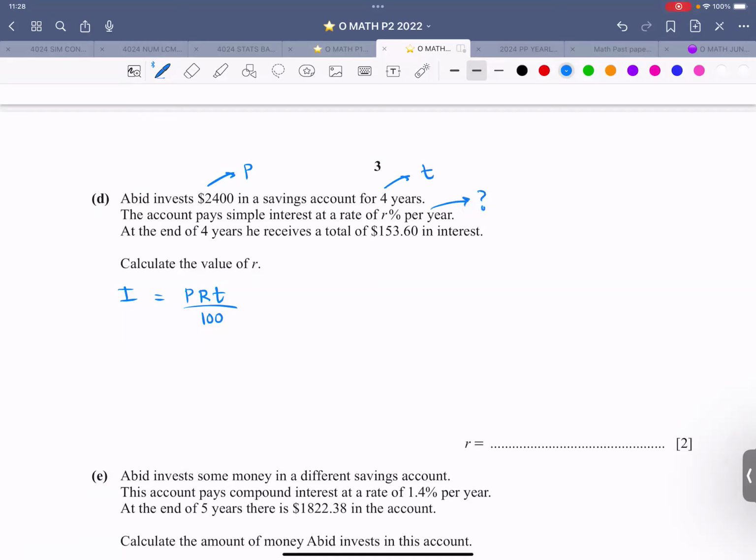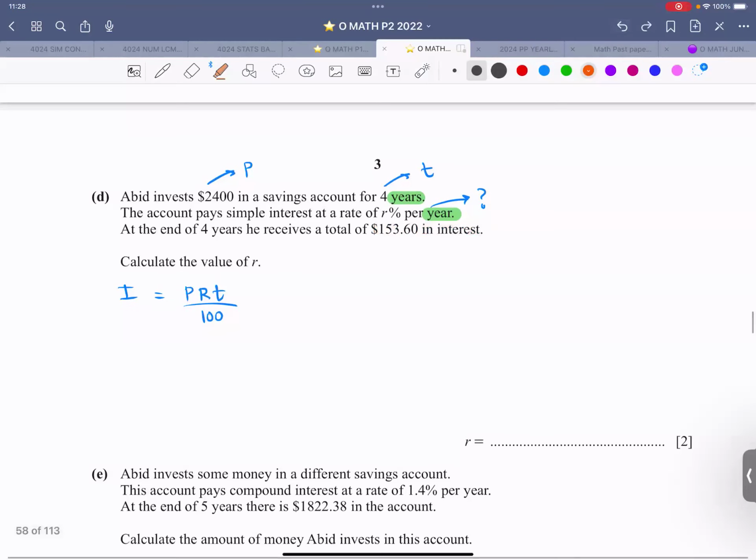Keep in mind that when we do this calculation, it is necessary that this time period and this percentage period should be the same. Since the percentage period will be constant, the time period should follow suit. At the end of 4 years, he receives a total of 153.60 in interest. So that is this value, which is I.